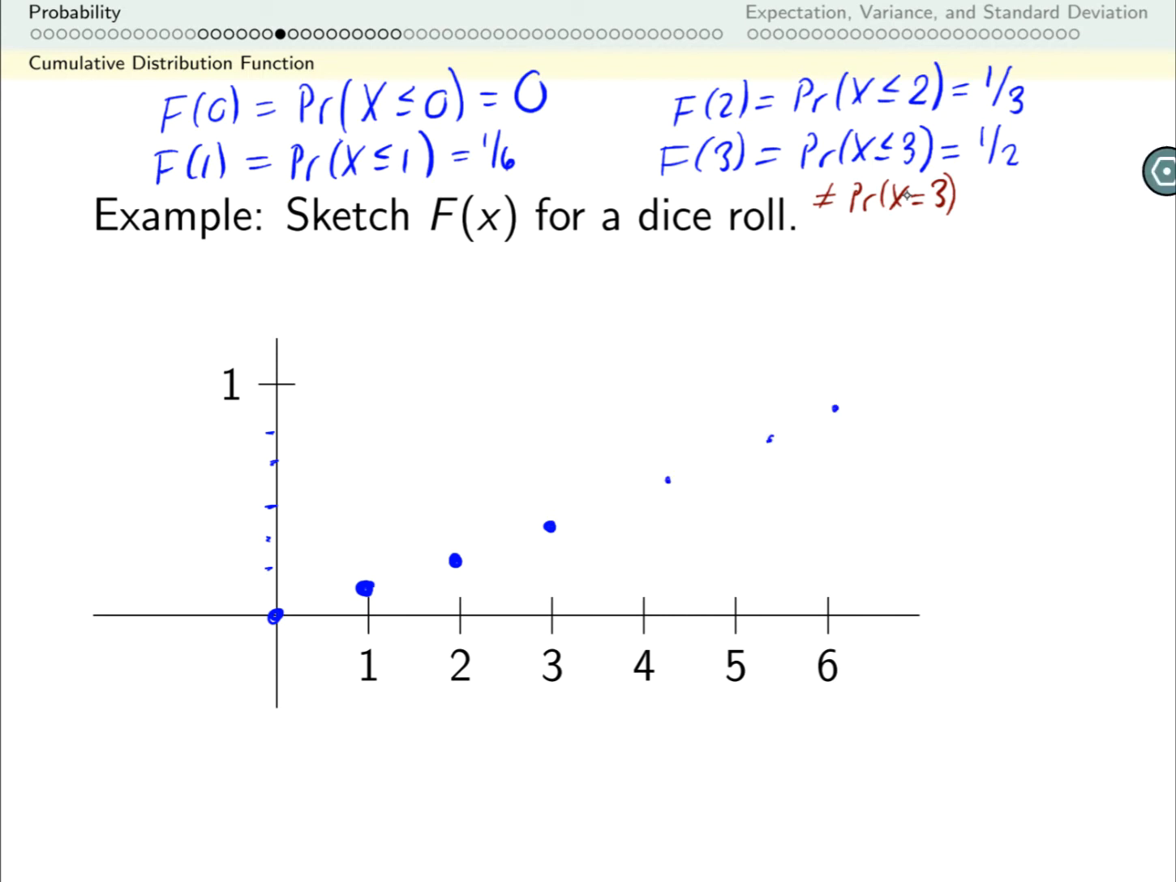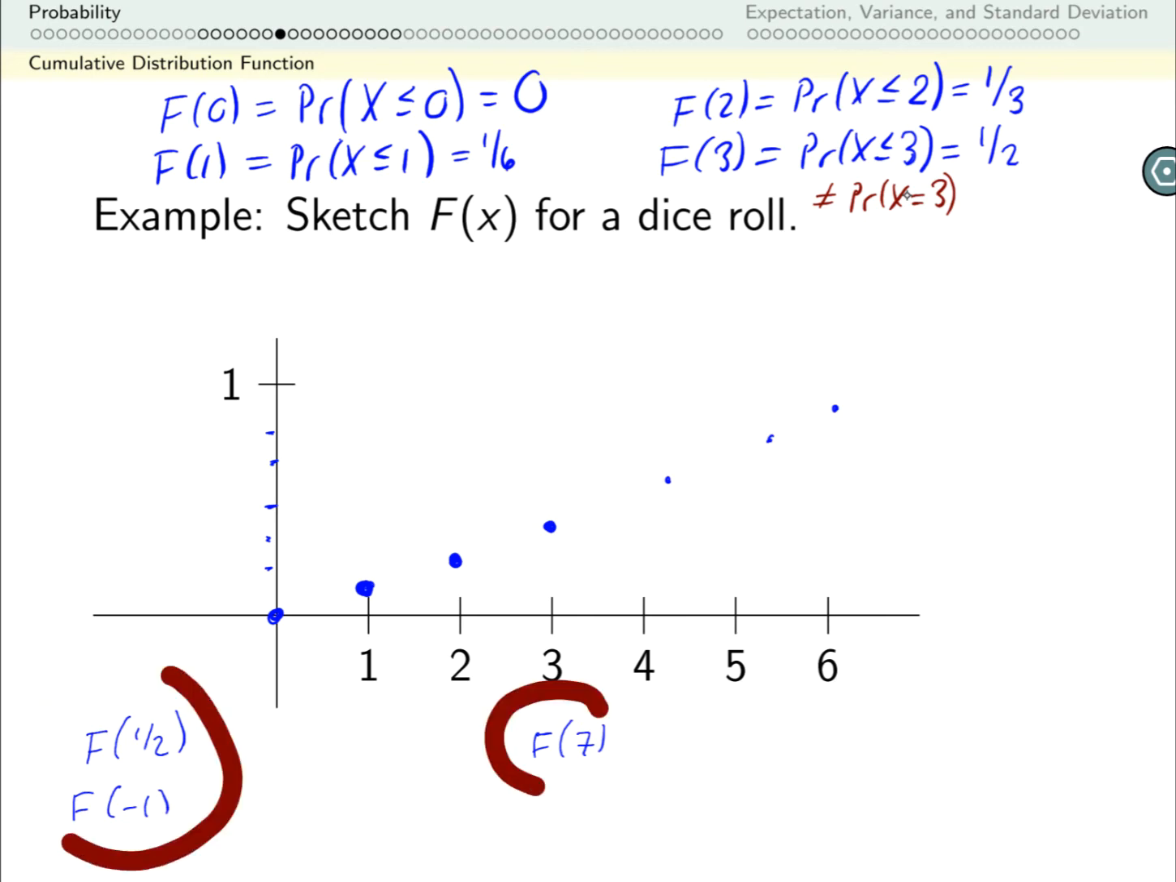So on these numbers, it's not too hard to define, but I can define it on other numbers as well. Why don't you, on your own, evaluate these numbers? What I want you to do now is think about these 3 numbers, F of a half, F of -1, and F of 7. Pause the video, figure out what they are, and then come back.